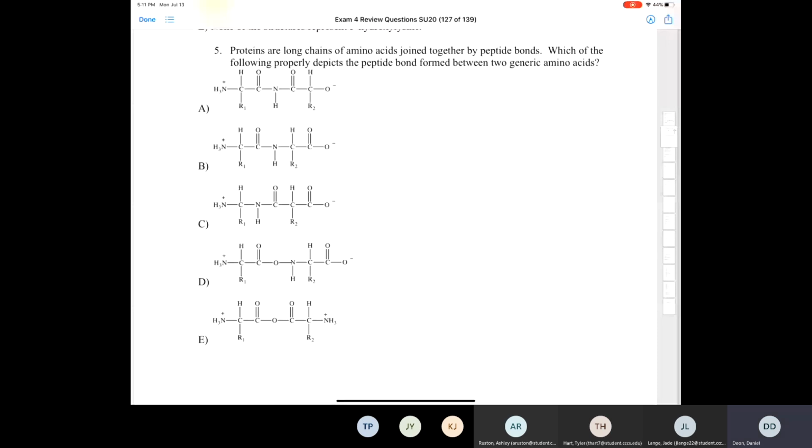Could anybody tell me which one of these shows a peptide bond formed between 2 generic amino acids? Great. Ashley says B. I think B looks pretty reasonable because remember, when you're drawing a dipeptide, you go N, C, C. That represents your first amino acid, then you attach another nitrogen and carbon, that's your second amino acid. The C terminus is a carboxylate. The N terminus is an ammonium.